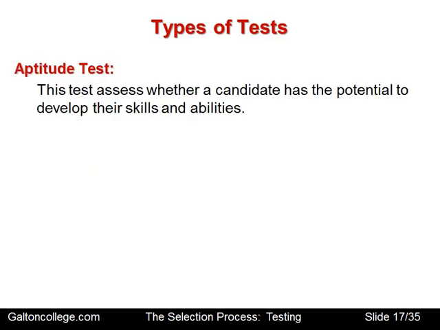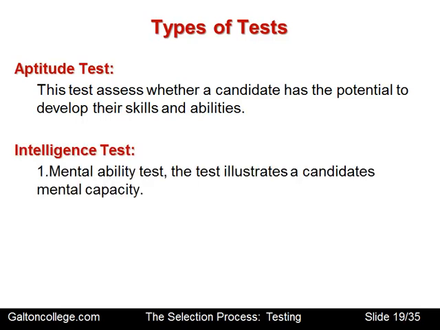This test assesses whether a candidate has the potential to develop their skills and abilities. So it's simply looking at the ability of the candidate to learn and develop the skills that are required by the job. So it's looking at the potential of the candidate. It's looking at their aptitude, their ability to pick up the skills and to use the skills efficiently. So it's inquiring into their capacity to learn new skills, their capacity to apply new knowledge.